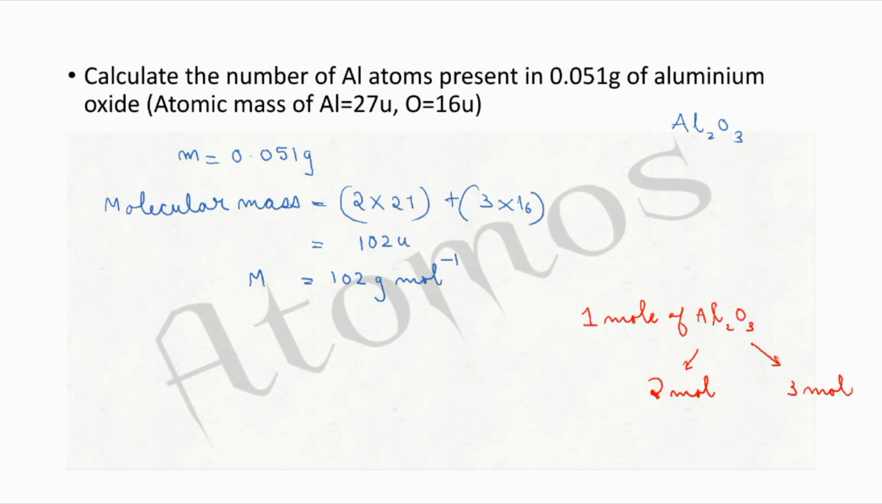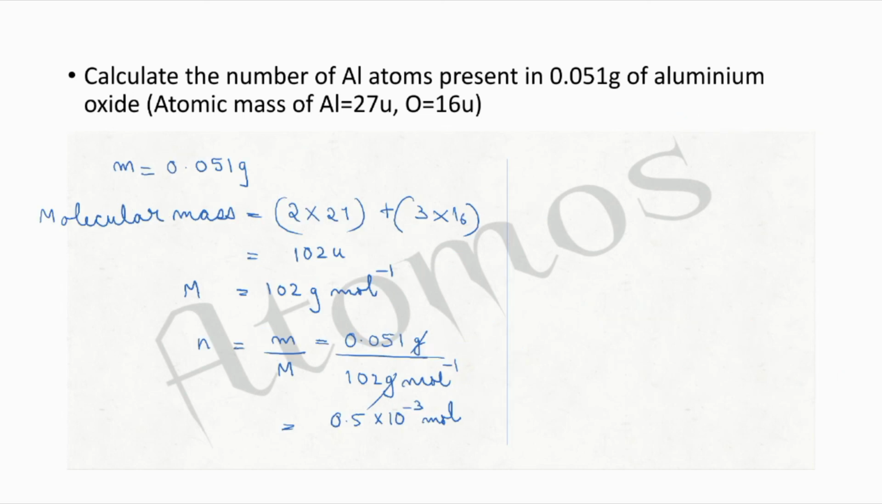Now, to find out the number of moles, we write the shortcut formula. N is equal to given mass divided by molar mass. So that will be equal to 0.051 divided by 102 gram per mole. If you do this, you will get 0.5 into 10 raised to minus 3 mole. We will write that over here.